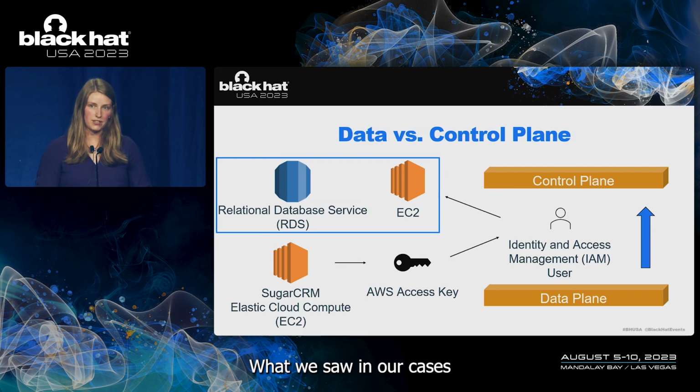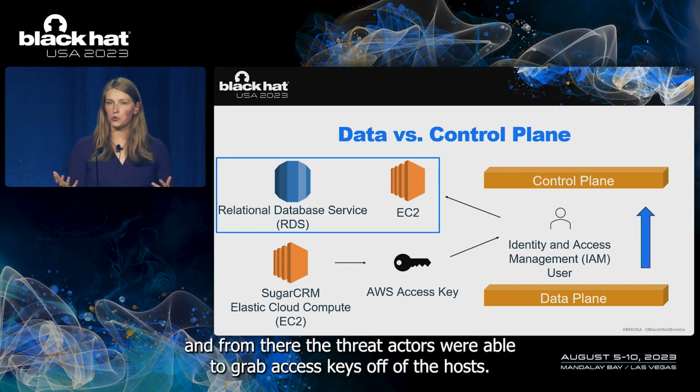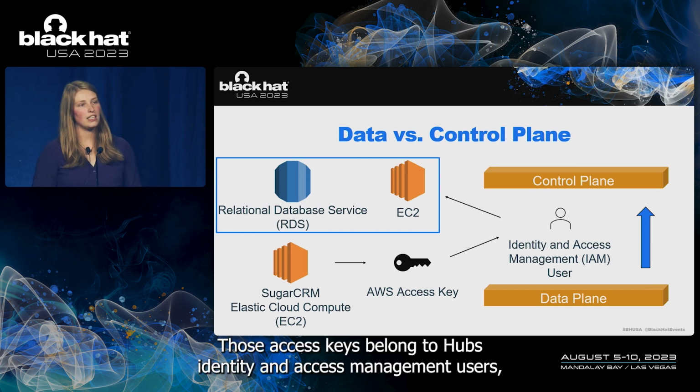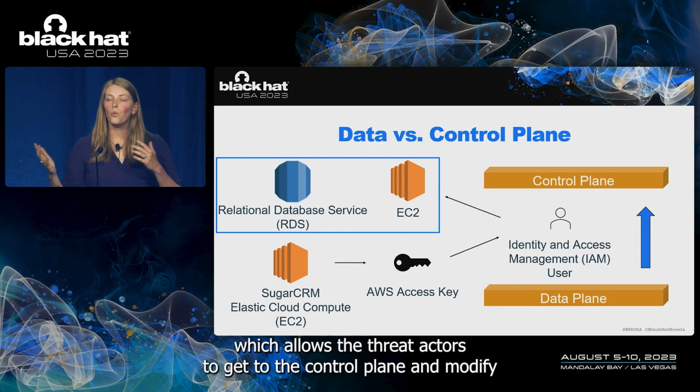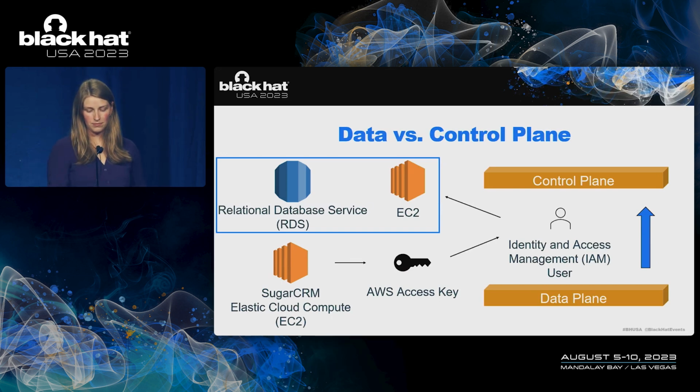What we saw in our cases was that these SugarCRM EC2 instances were compromised, and from there the threat actors were able to grab access keys off of the hosts. Those access keys belong to AWS Identity and Access Management users, which allowed the threat actors to get to the control plane and modify Relational Database Service resources, as well as EC2 resources.